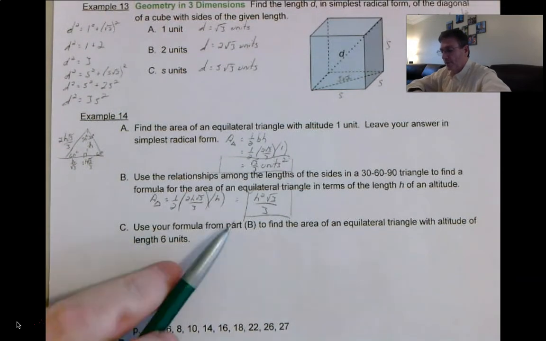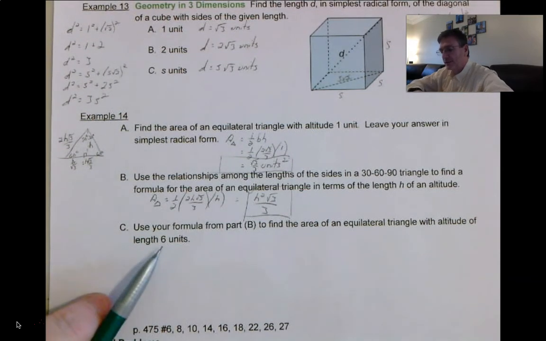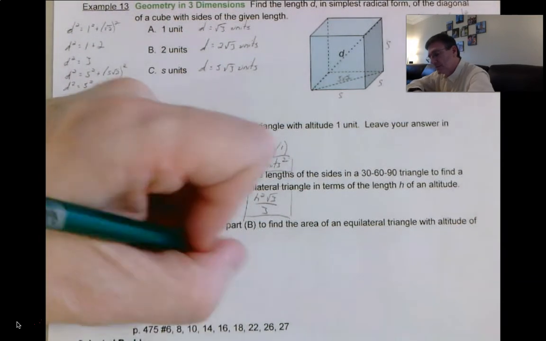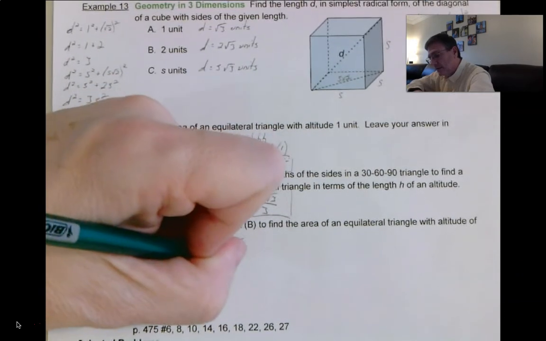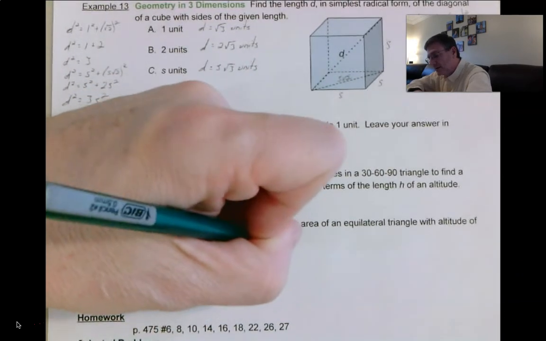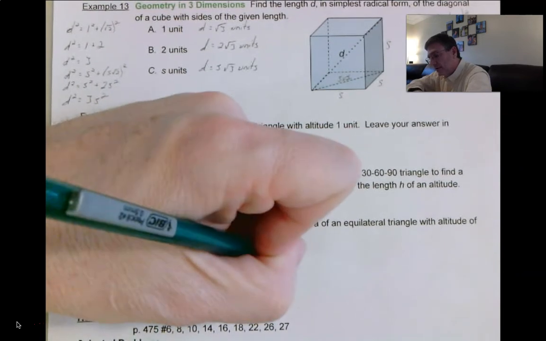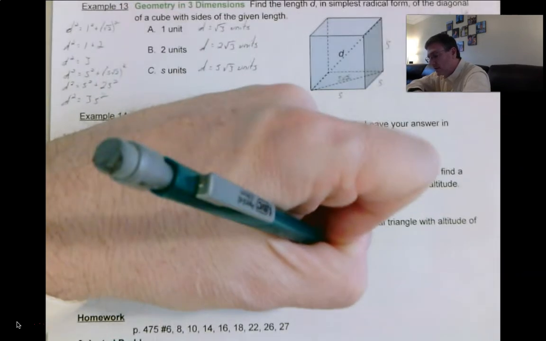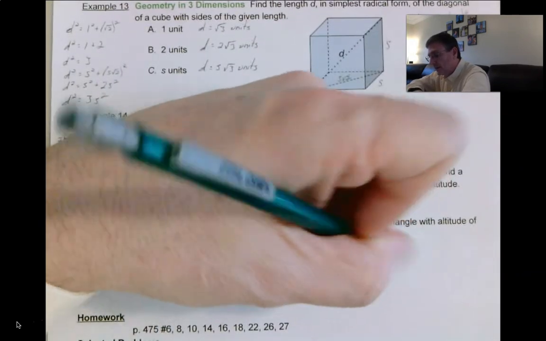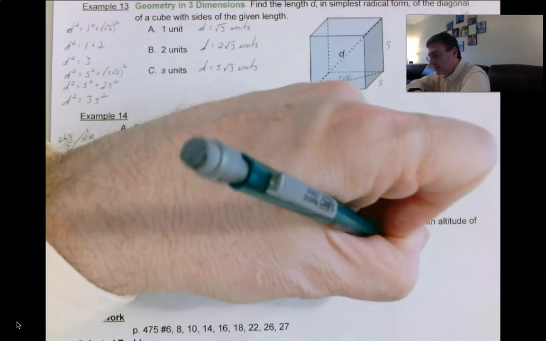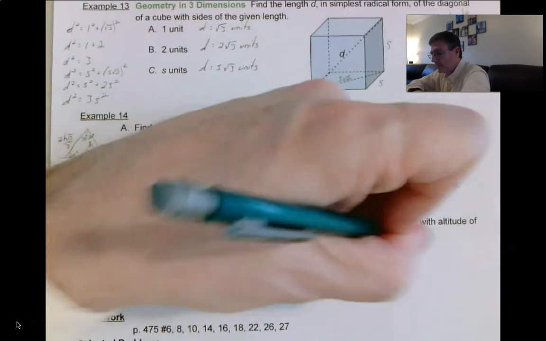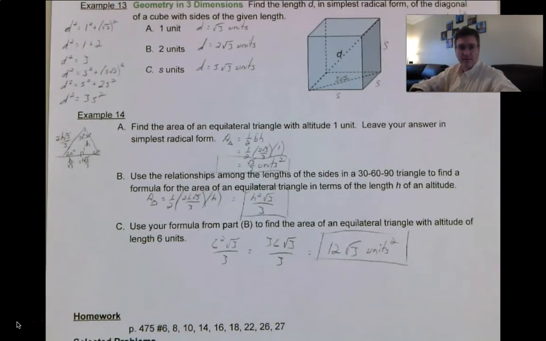Use your formula from part B to find the area of a triangle with an altitude 6 units. So 6 squared square root 3 over 3, 36 square root 3 over 3, or 12 square root 3 units squared. Our answer to part C.